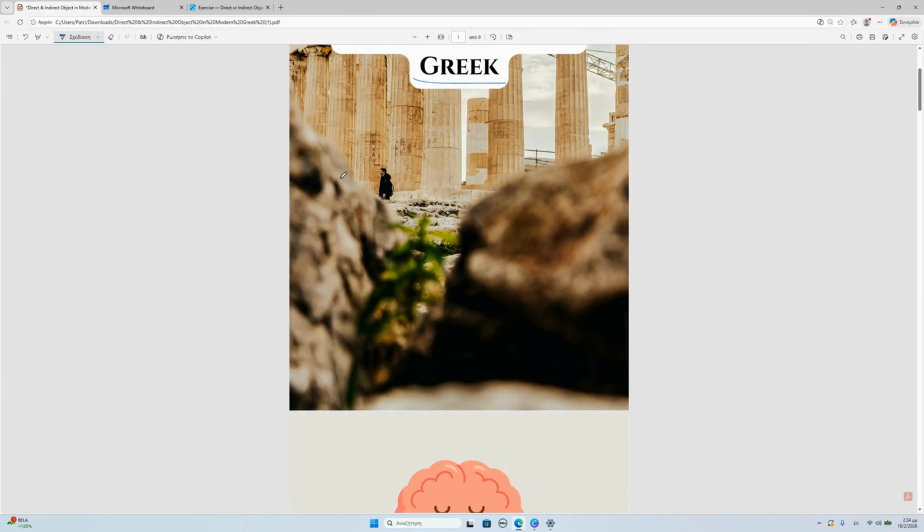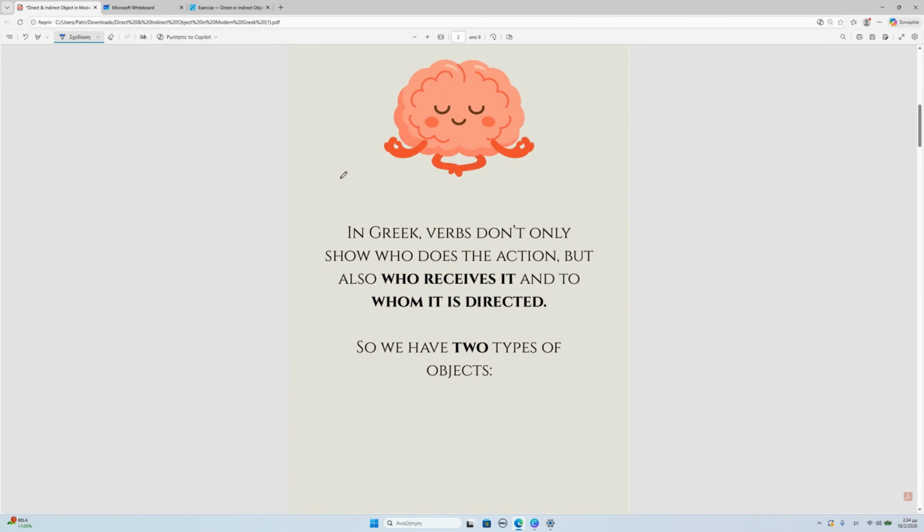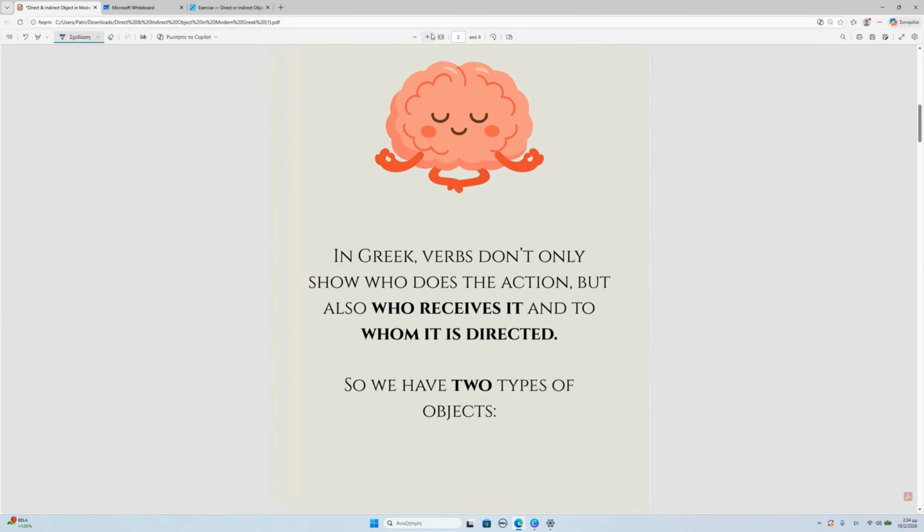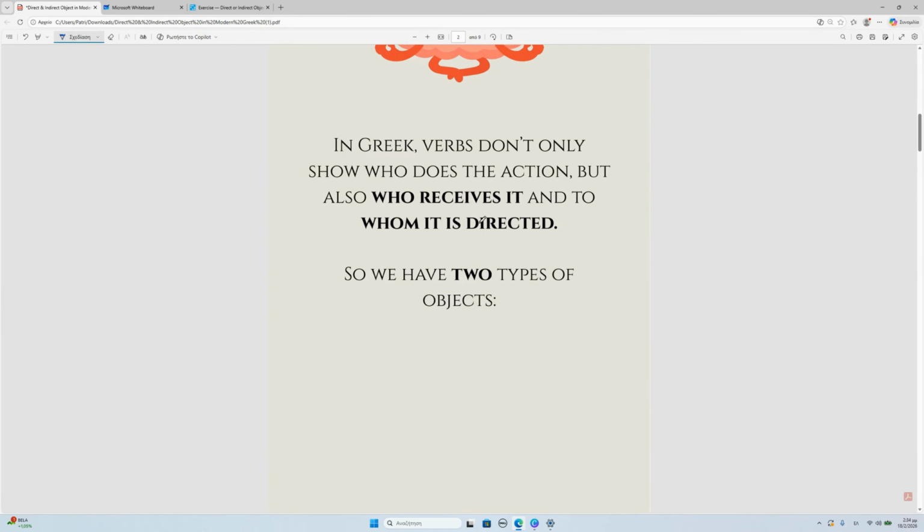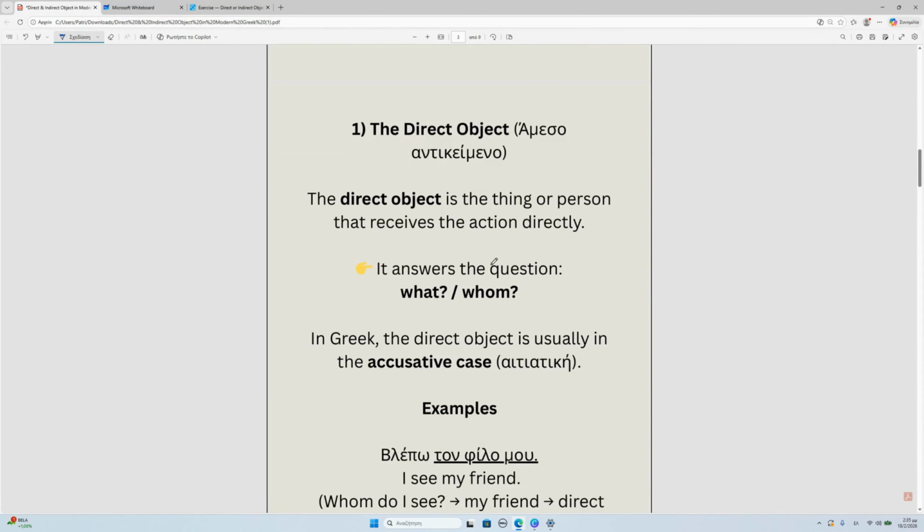So let's start with this one. This is a simple ebook that I made for you. Let's start reading a little bit. In Greek, verbs don't only show who does the action, but as we said, also who receives it and to whom it is directed. So we have two types of objects. We will start with the direct object, as we say in Greek, άμεσο αντικείμενο.